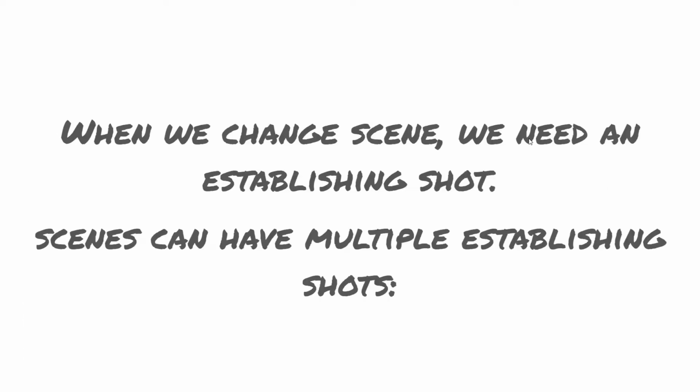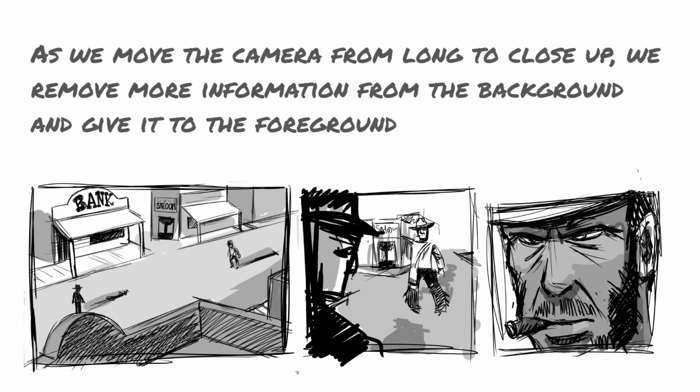So when we change a scene, we need an establishing shot. So for example, in that previous example, if we then want to show the reaction of the saloon owner, then we need an establishing shot, and so we need to then reframe it to look at this building, the saloon, or even an interior shot of the saloon with the guy behind the bar, sort of ducked down, you know.